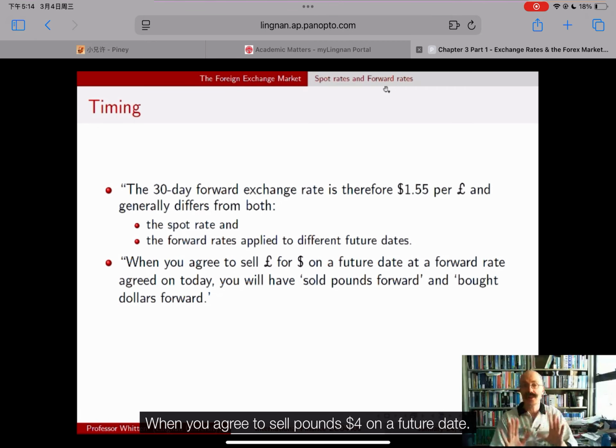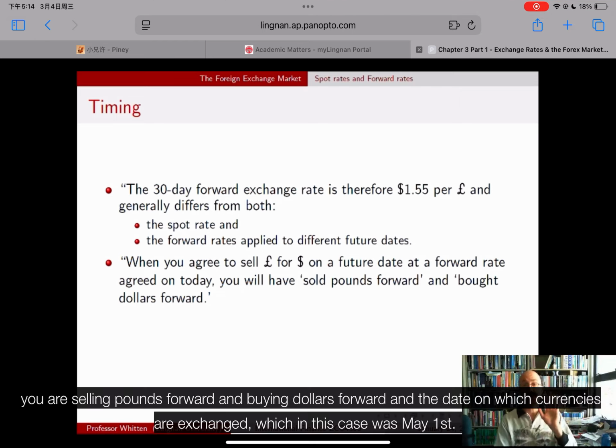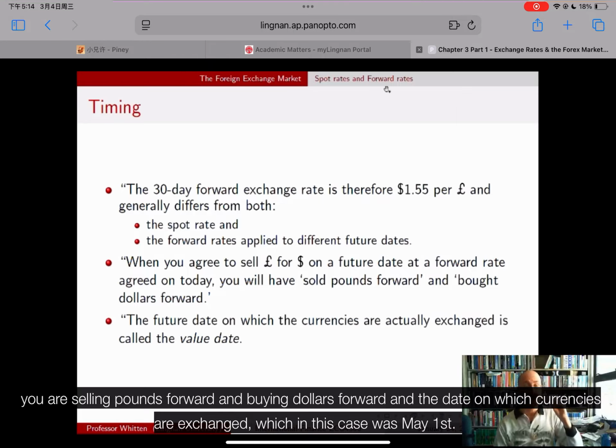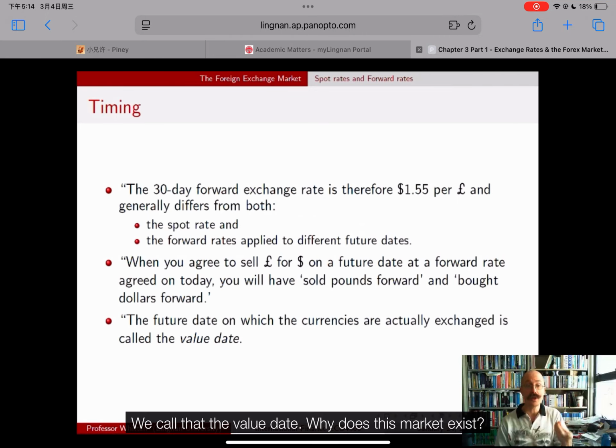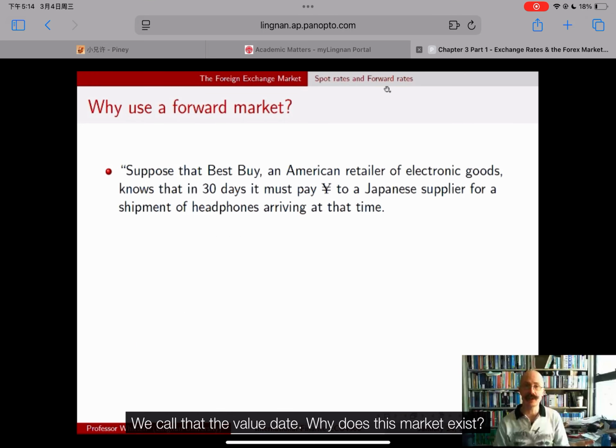When you agree to sell pounds for dollars on a future date, when you make that agreement today, you are selling pounds forward and buying dollars forward. And the date on which currencies are exchanged, which in this case was May 1st, we call that the value date. Why does this market exist?